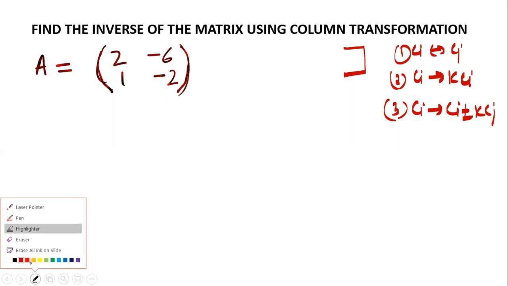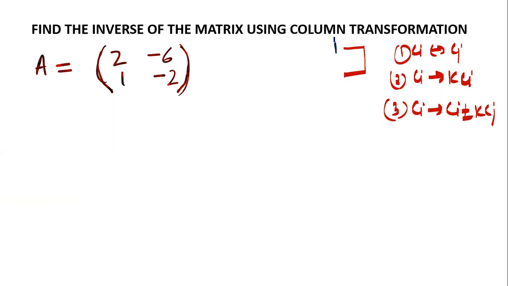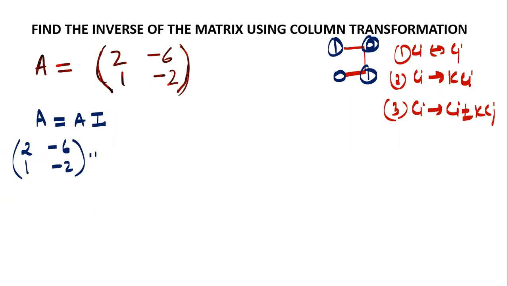And let's start. First of all, it's 1, it's 0, it's 1, and it's 0. We have to make it. First of all, we will write down A equals AI. What is A? 2 minus 6, 1 minus 2 equals A as it is. And I will be the identity matrix of order 2 by 2, 1 0 0 1.